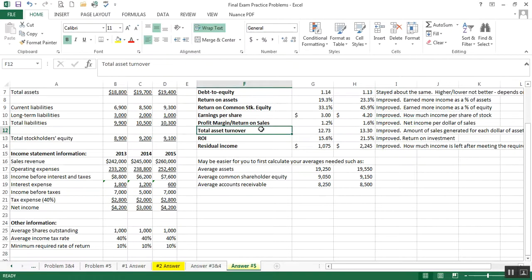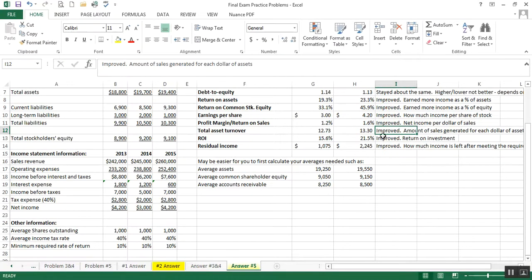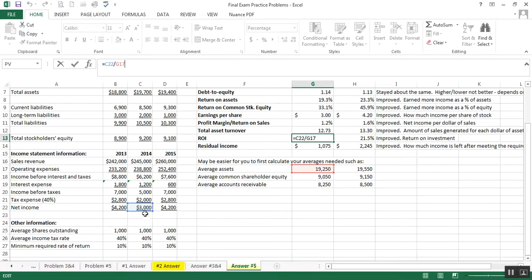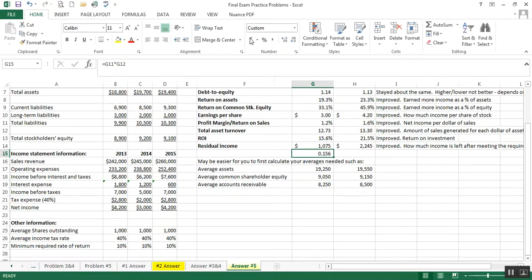And then total asset turnover is going to be your sales divided by your average assets. And higher is better, so we've improved here. It's the amount of sales generated for each dollar of assets. And then ROI is simply our net income divided by our average assets. And if you take your profit margin times your asset turnover, it'll give you the same percentage. Okay? It's when you multiply these two ratios together. And that has gone up, so it improved as well. It's the return on your investment, the return on your assets.